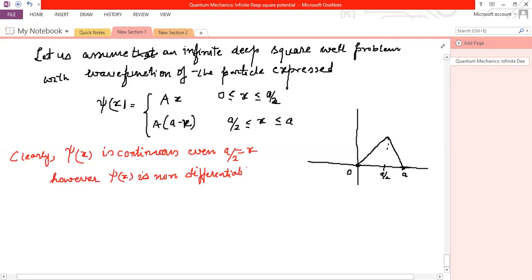Because there is a sharp edge, you can see. Otherwise, if you want to find the derivative, here it would come out as simply A, and here it will come out as simply minus A. So the derivative to the left of a/2 is plus A, and the derivative to the right of a/2 is minus A. So clearly psi(x) is non-differentiable at x equal to a/2.